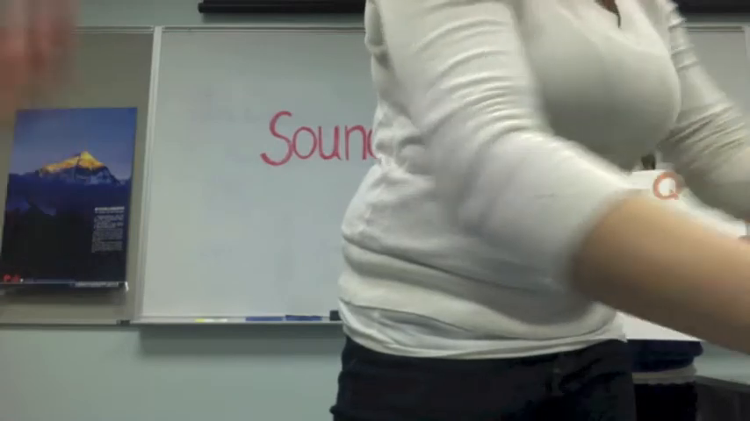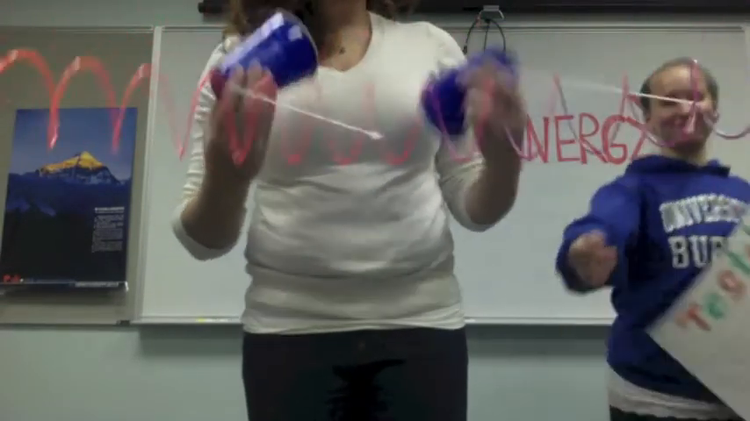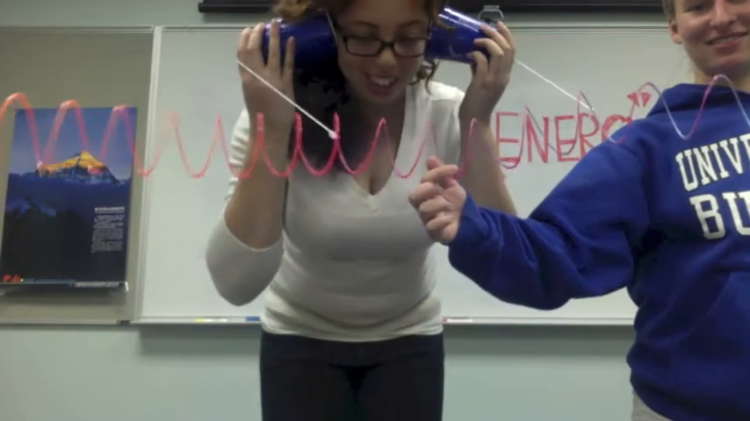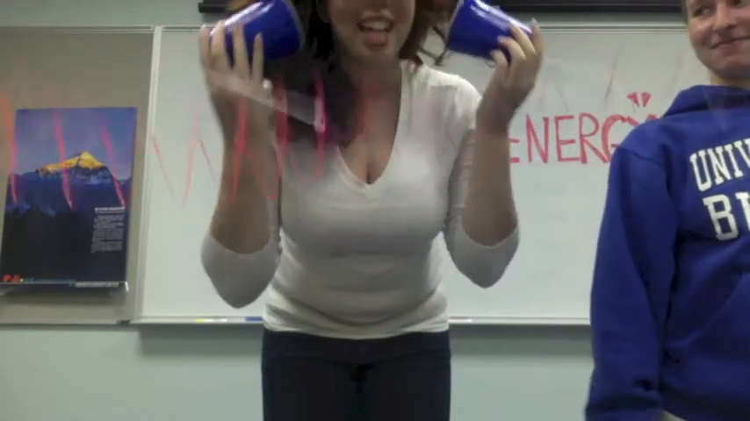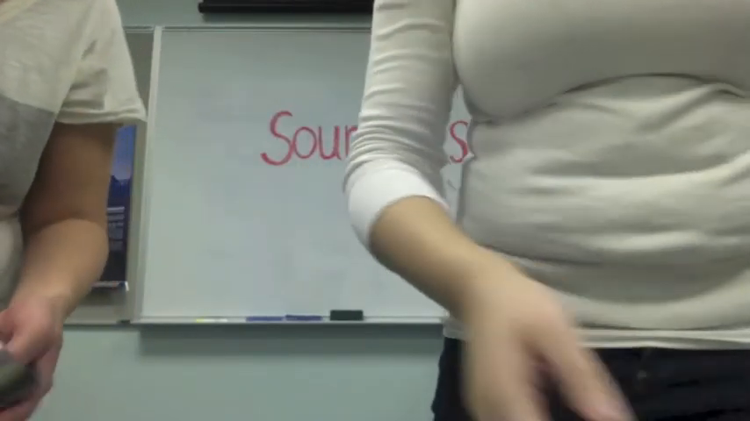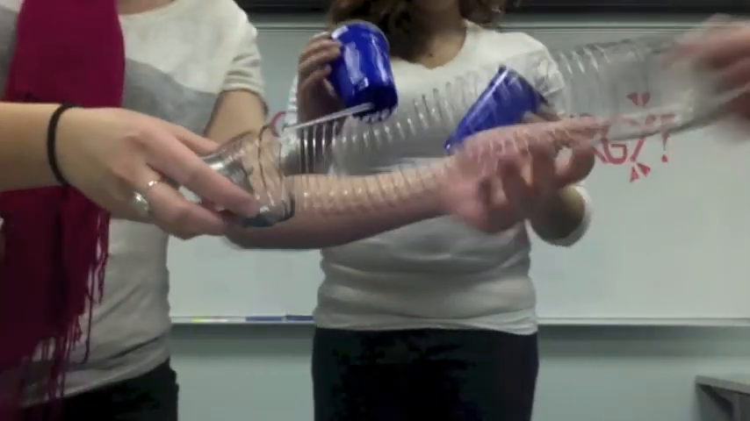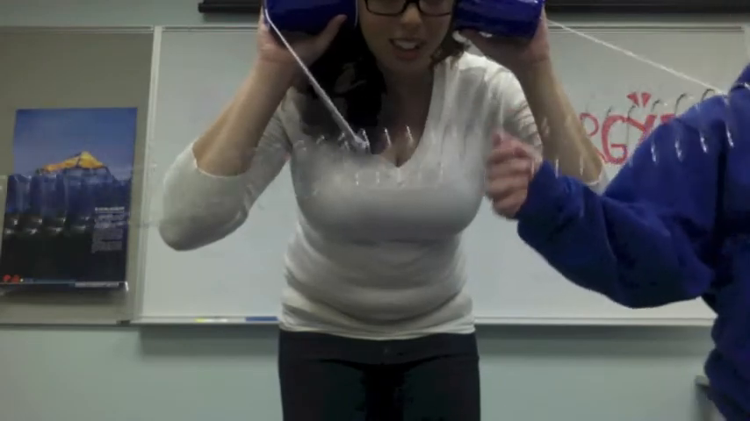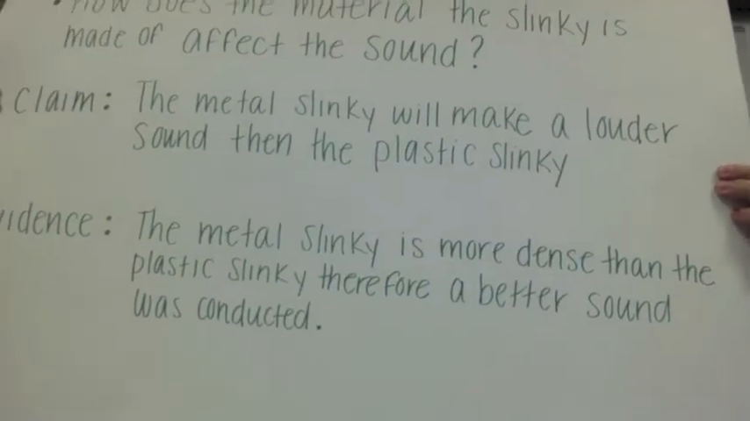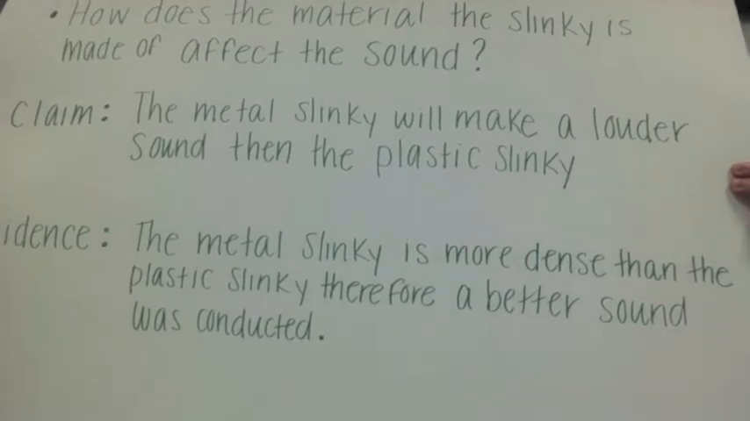So first we have the plastic slinky. Someone is going to pluck it while I listen for the sound. The sound is actually pretty quiet. Next, we have the metal slinky. The sound is much louder. Therefore, our evidence is that the metal slinky is more dense than the plastic slinky, therefore a better sound was conducted.